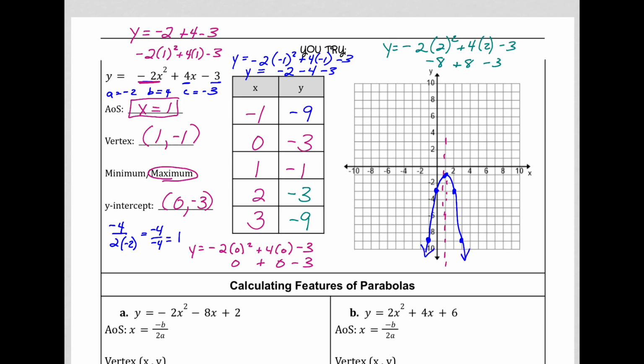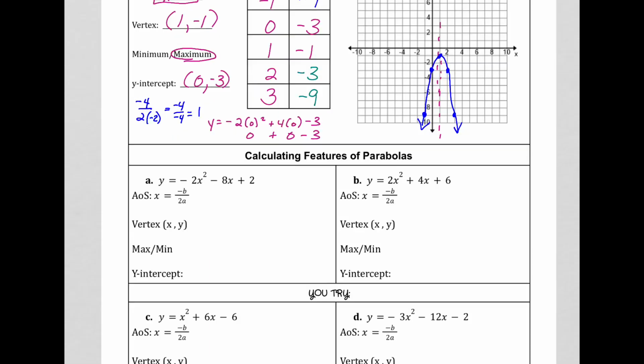And we can see that those points do work. Okay, so the next part of this is we're just calculating the features. So basically doing a lot of the things that we just did without doing a table or doing the graph. So again, axis of symmetry being that negative b over 2a. Here's our a, here's our b, here's our c.